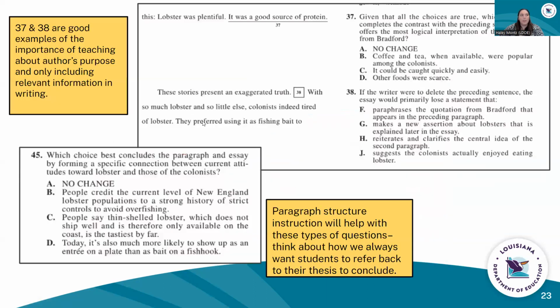And then questions 37 and 38 are good examples of the importance of teaching about author's purpose and only including relevant information in writing. And then you've got a question about paragraph structure for question 45. Where we want to think about how we always want students to refer back to their thesis in their conclusion. So just talking about how that structure should look in their own writing as well. And also identifying it in the reading that they're doing in class is important.